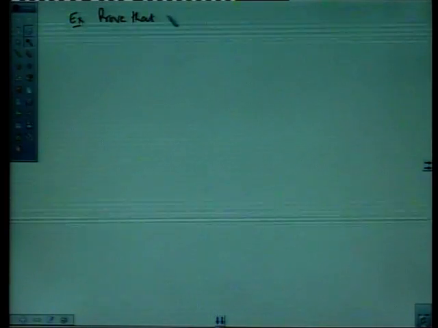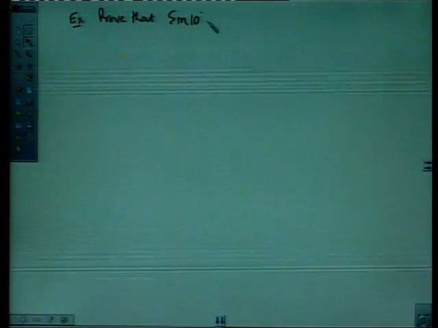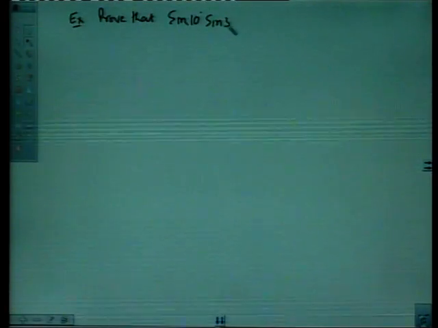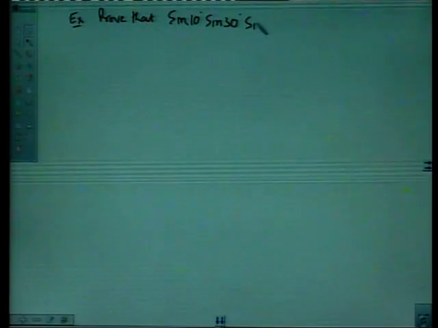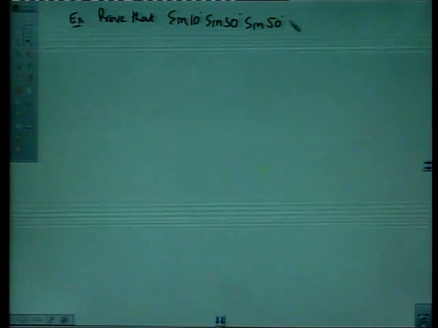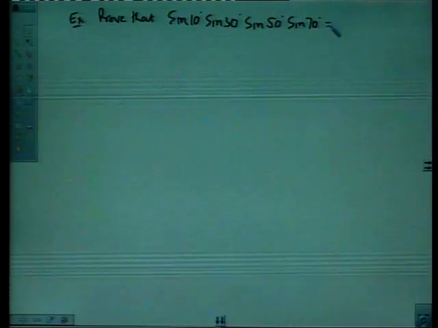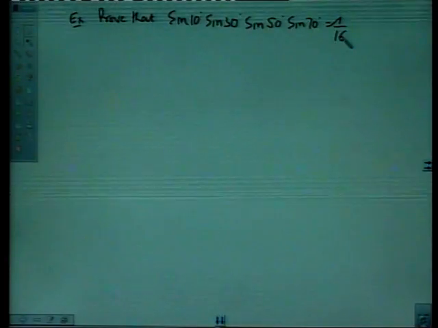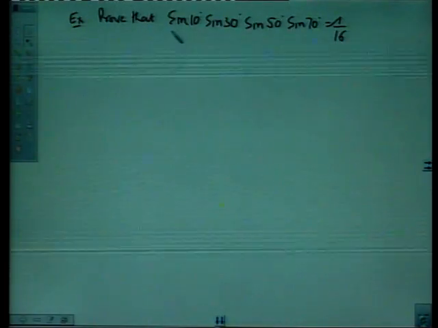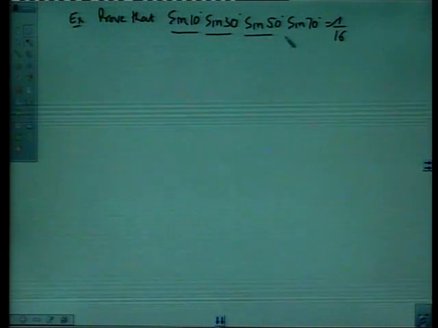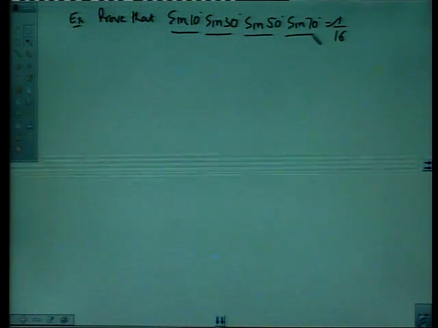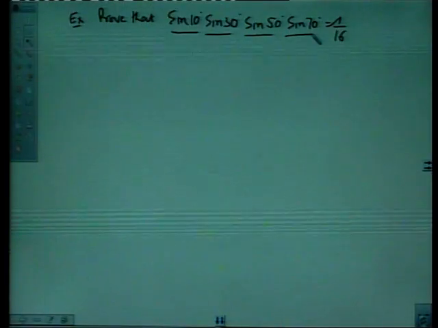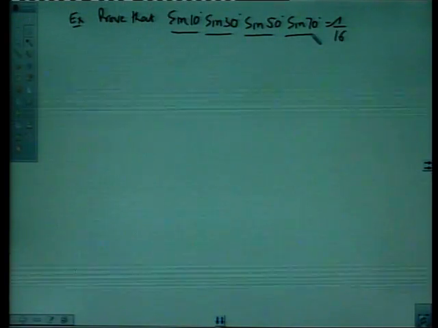For example, the question is: prove that sine 10 degree, sine 30 degree, sine 50 degree and sine 70 degree is equal to 1 by 16. From the statement of the example, it is very clear that we have the product of sine 10, sine 30, sine 50, sine 70, and we convert the product of 4 functions to 1 by 16. So how?